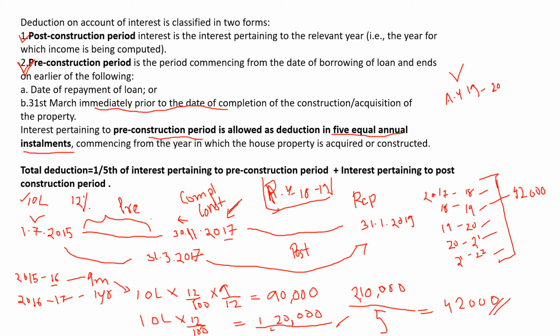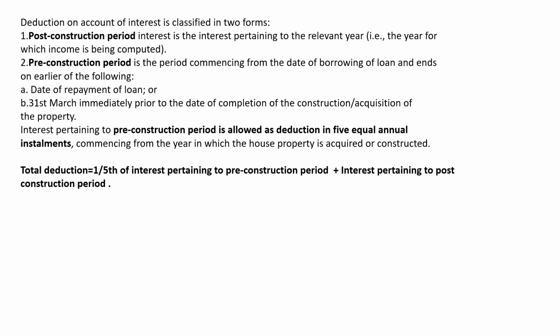Now coming to the post-construction period interest. See our construction, let me rub out. For post-construction period interest, our date was how much? 30/11/2017 was our completion date. Yes, but we have taken till 31st of March 2017. So from here to the date of repayment, it will be my post-construction period interest.